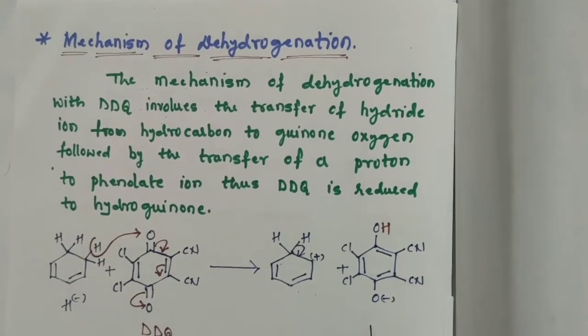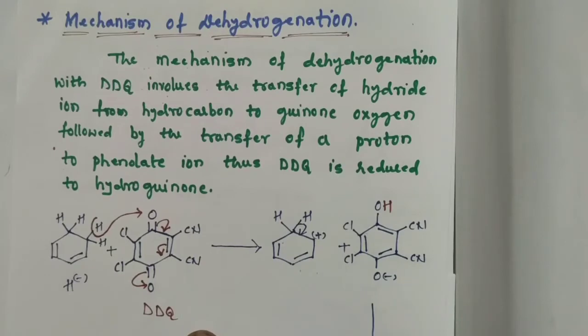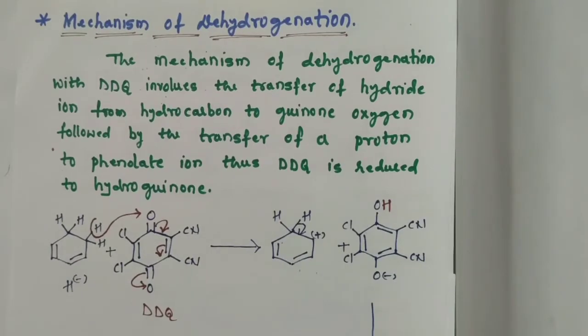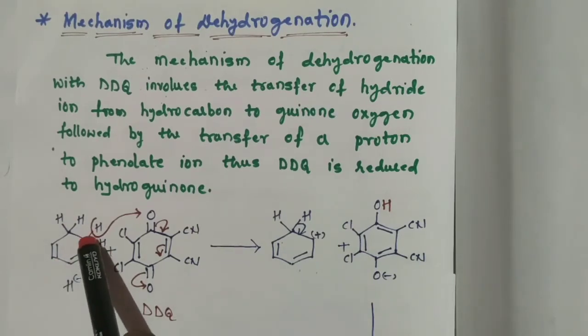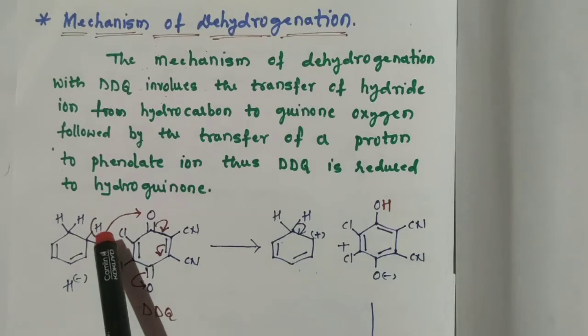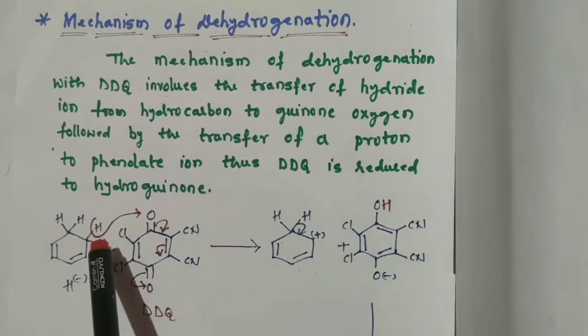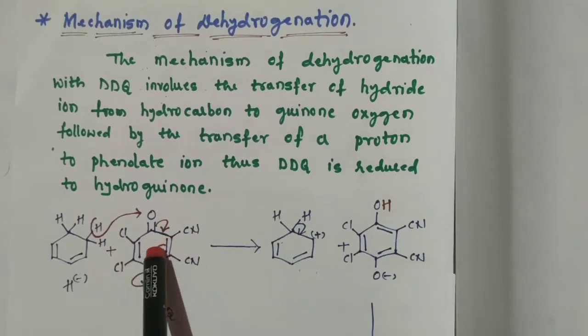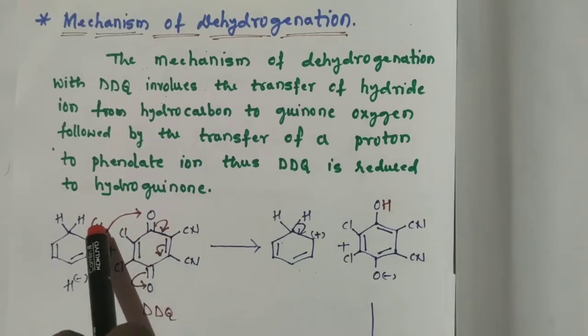The main important point is that DDQ abstracts the allylic hydrogen atom. Allylic hydrogen is nothing but the hydrogen bonded to an allylic carbon atom. Then the question is, which carbon atom do we call the allylic carbon atom? The carbon neighboring a double bond is called the allylic carbon atom. The hydrogen present on that carbon atom is called the allylic hydrogen. This DDQ molecule abstracts that hydrogen as a hydride ion.